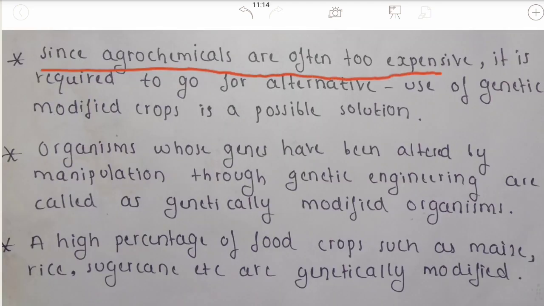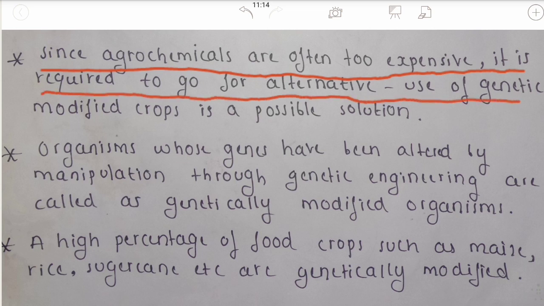Chemicals are often too expensive, so it is required to go for an alternative. Use of genetically modified crops is a possible solution. As we all know, the rates of agrochemicals are very high. Chemical pesticides and insecticides are very expensive, so we need to go for another solution. It is not expensive, it is easy and it is a good solution. So it is genetically modified crops. Use of genetically modified crops is a good solution as it has many advantages.